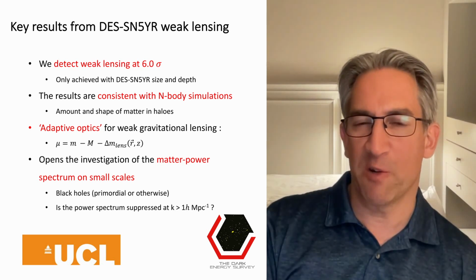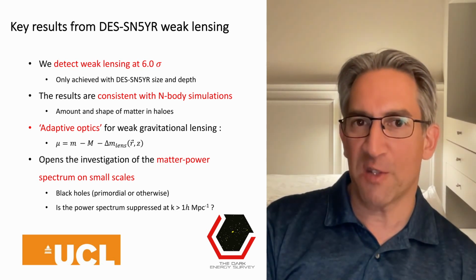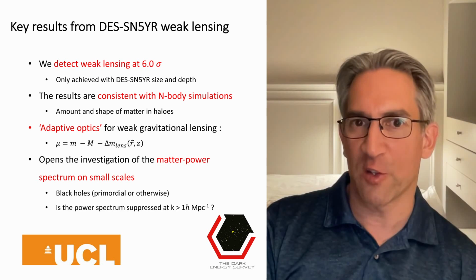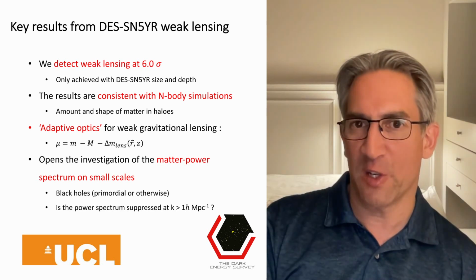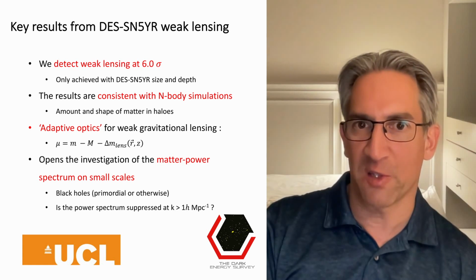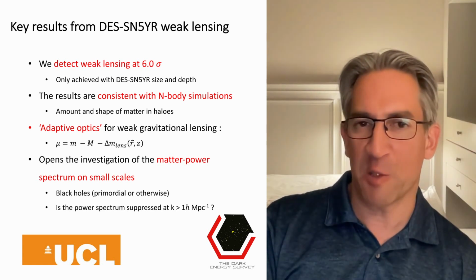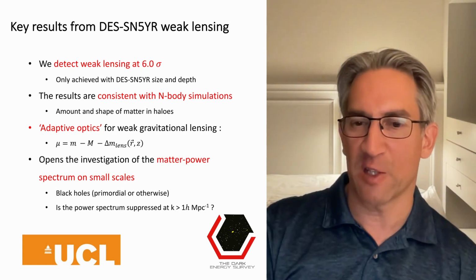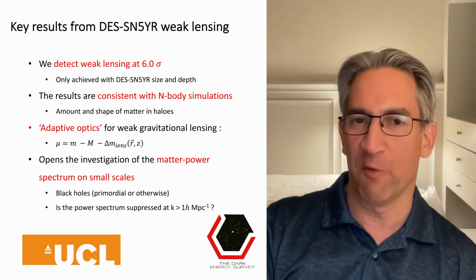Okay, so just to summarize our key takeaways, we've detected the weak lensing magnification of supernovae for the first time at greater than 5 sigma. So this is passing the threshold for robust detection. And this is because we had a decent lensing estimator incorporating all of the available information.